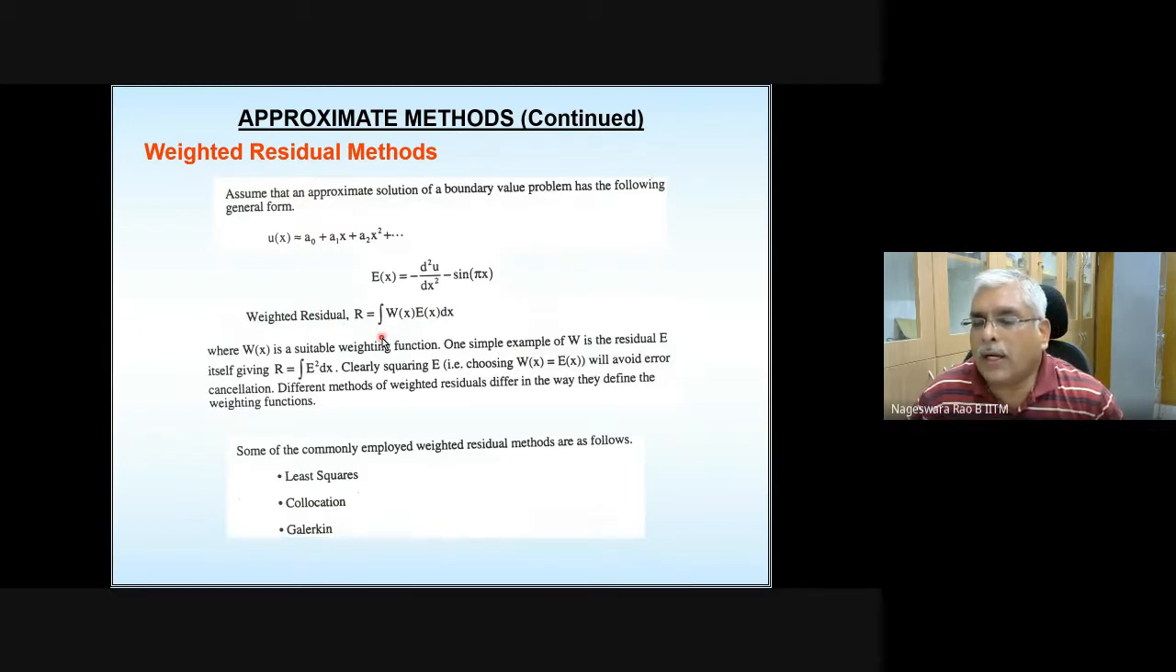What are these A0, A1, A2? They are unknown coefficients. So how do we determine these unknown coefficients? I want to find these coefficients A0, A1, A2 in such a way that this error is minimized.